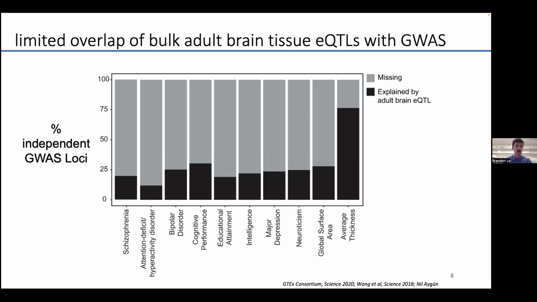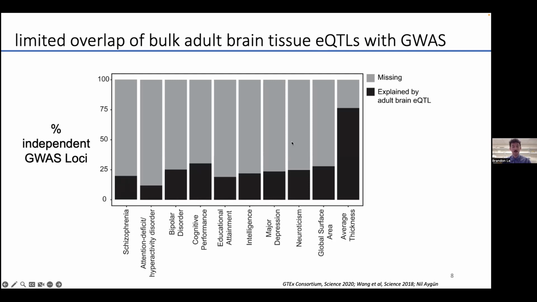a mechanism. So what this figure is showing is the percent of independent GWAS loci that are explained by eQTLs in adult brain tissues. So, we're looking at the vast majority of GWAS loci remaining unexplained, at least by these gene expression eQTLs in this sort of bulk postmortem adult tissue.